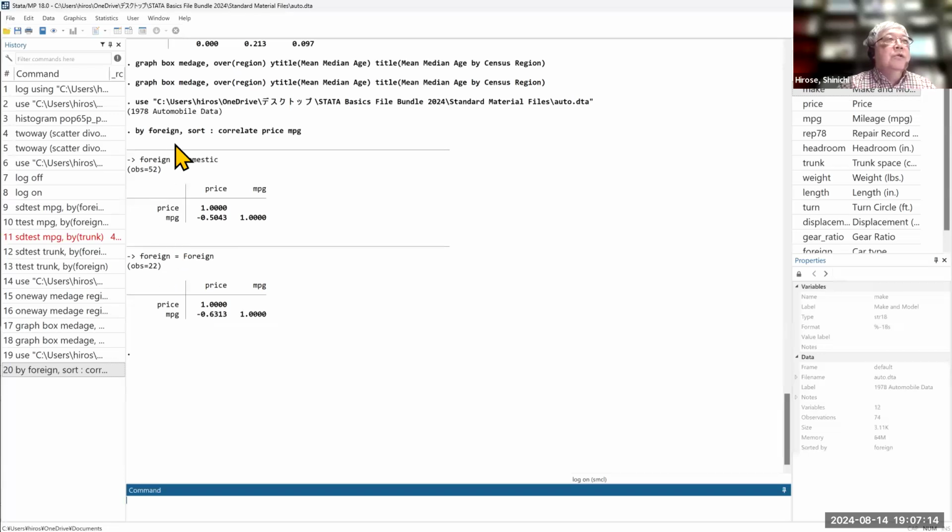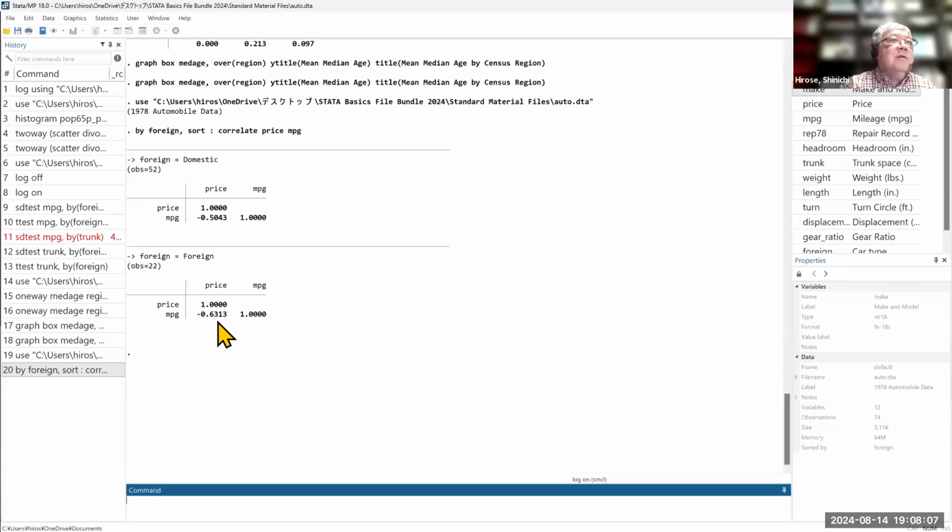You will see two simple 2x2 matrices, and the result is pretty much straightforward. Price and price correlation is apparently 1, miles per gallon and miles per gallon, 1. And for price and miles per gallon for domestic cars, the higher the price, the worse the miles per gallon. The coefficient is minus 0.5. Similarly, for foreign cars, the coefficient was minus 0.6.